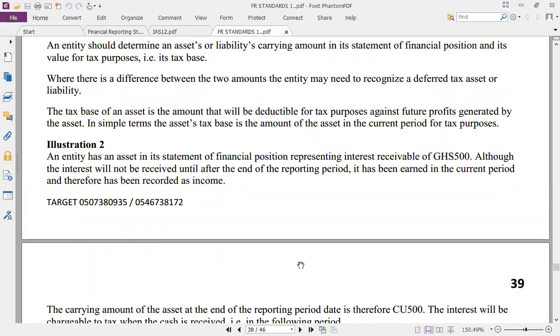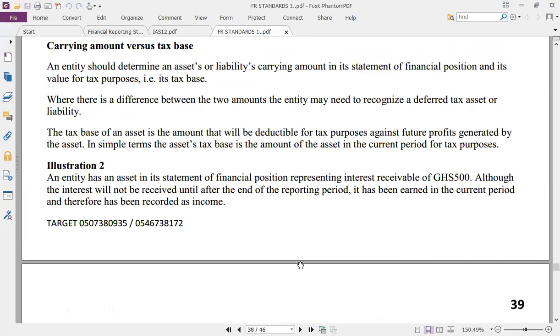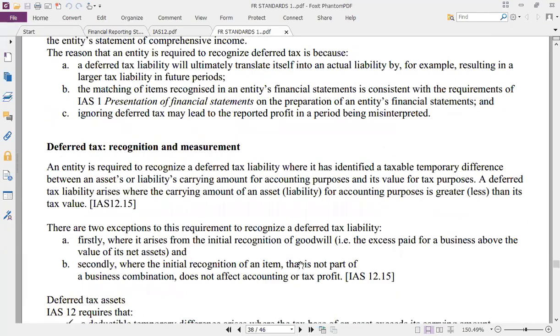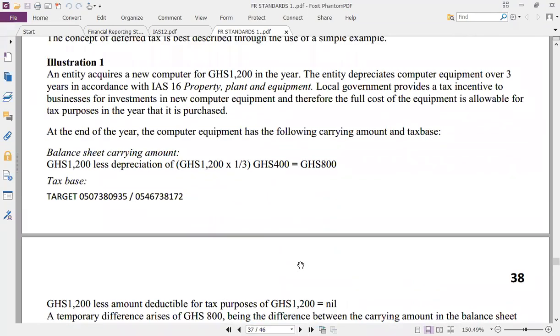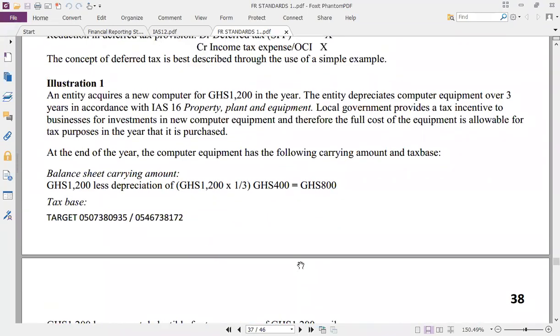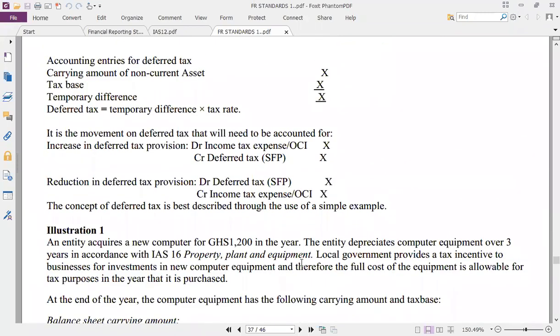Okay, so let's see illustration 1. An entity acquired a new computer for 1,200 cedis in the year. The entity depreciated the computer over 3 years in accordance with IAS 16, property, plant, and equipment.